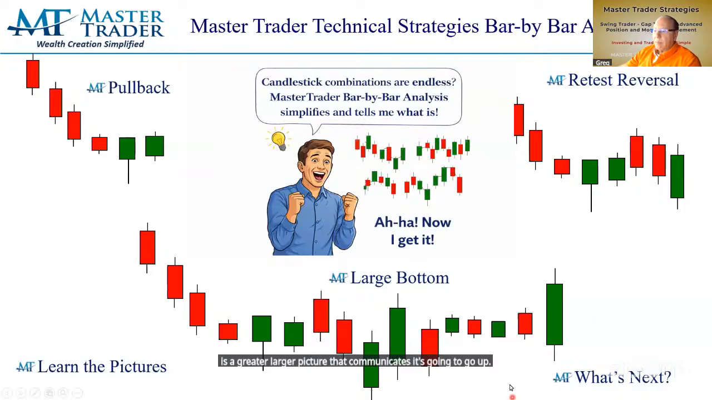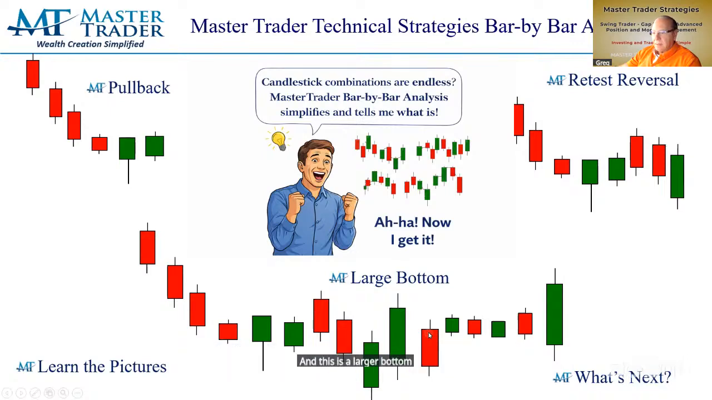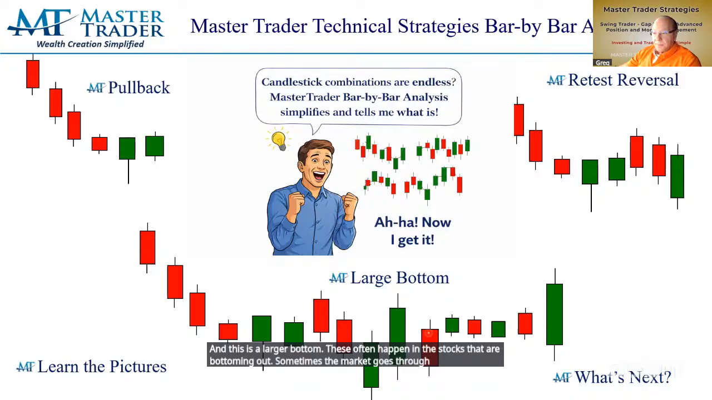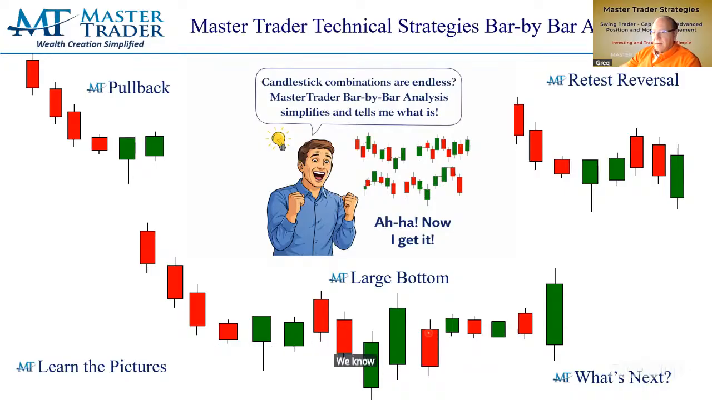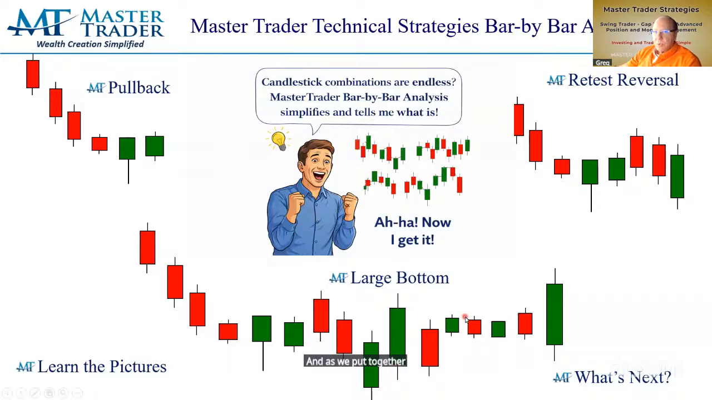Now, down at the bottom here, it was going down. This is the same as this, right? You can see I just dragged this and I put it down here, but this part changed. And this is a larger bottom. These often happen in the stocks that are bottoming out. Sometimes the market goes through a correction, right? We know it does. And that creates more uncertainty. So this is a picture of what's created more uncertainty. And as we put together the individual bars, we see, in this case, a larger bottom.